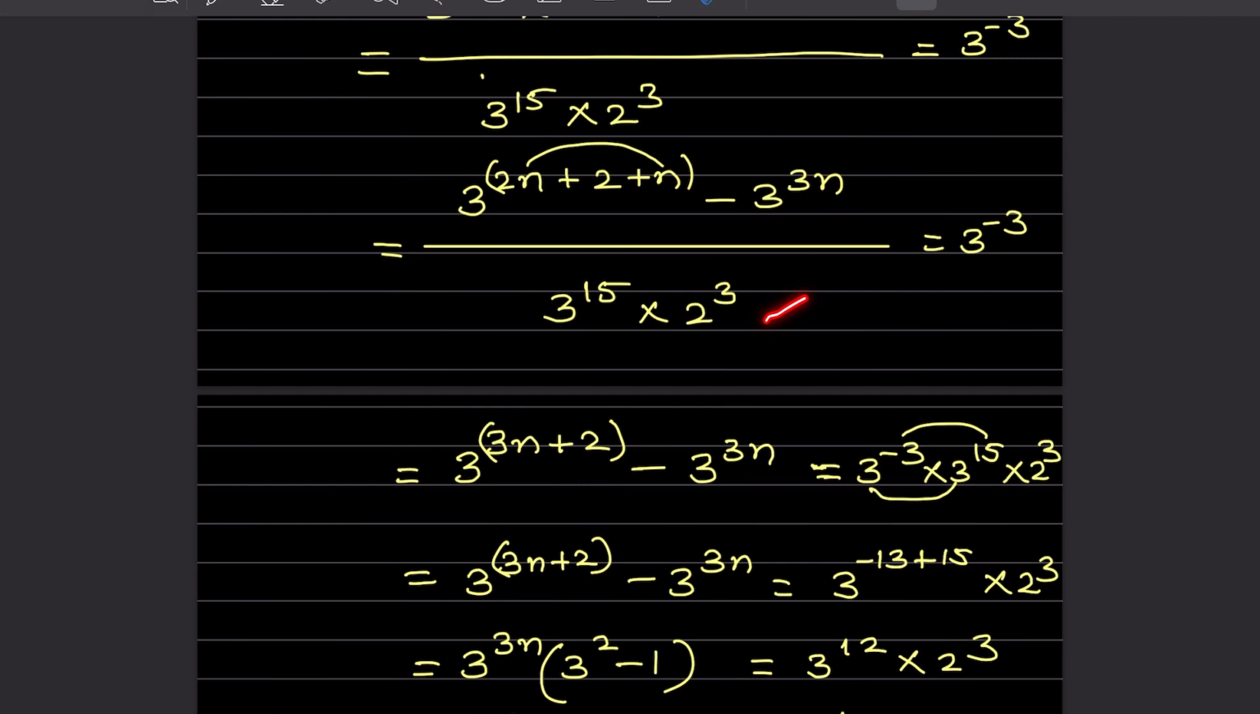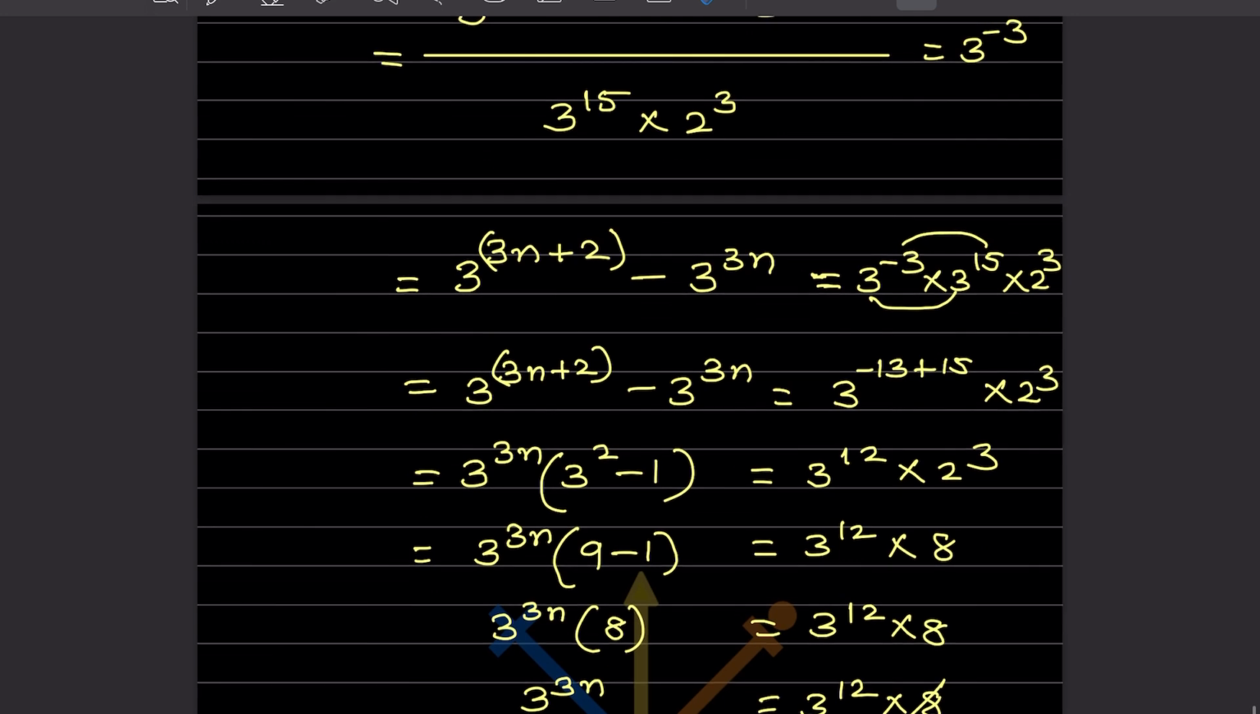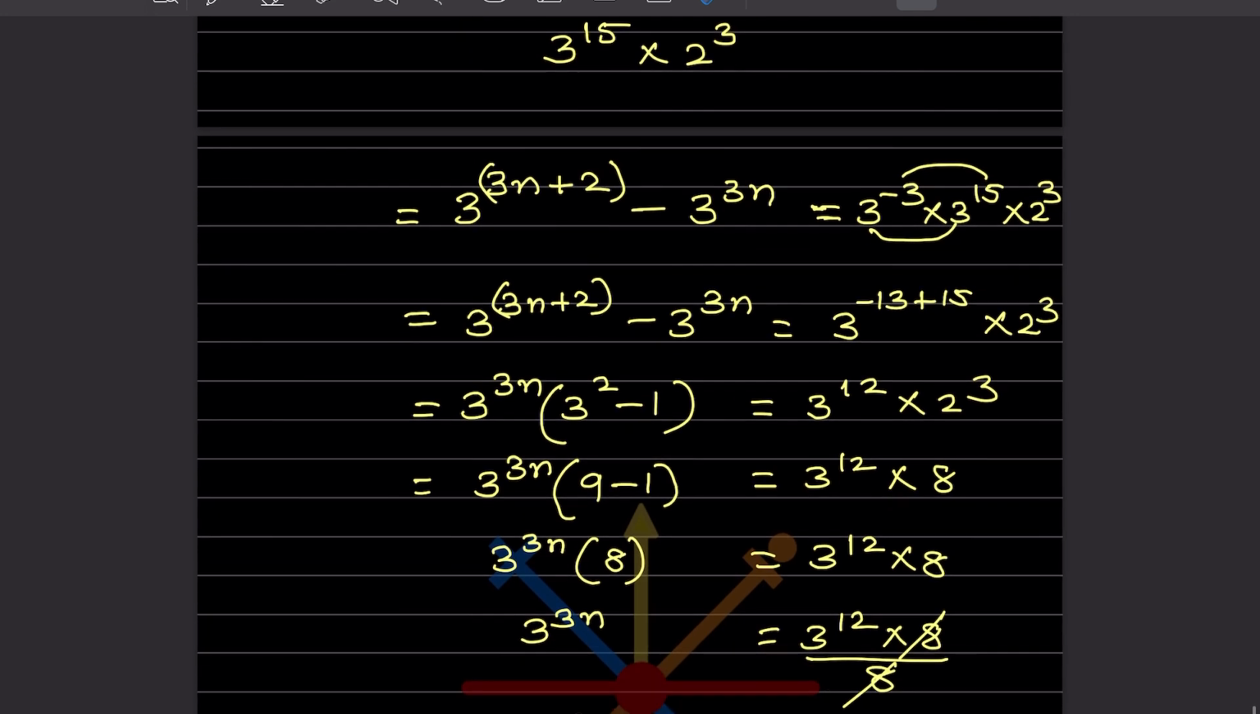What you can do is take this on the right hand side. When you take it from the denominator to the right hand side, it goes to the numerator. So this will be as it is. Now in the denominator there is nothing, so again you write this as it is. What we can see now is that these bases are the same, so a^m into a^n is a^(m+n), because the bases are the same.